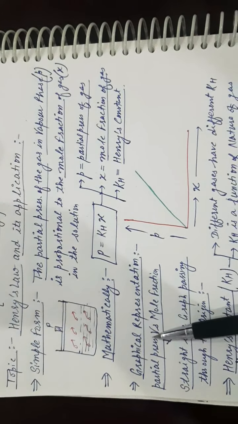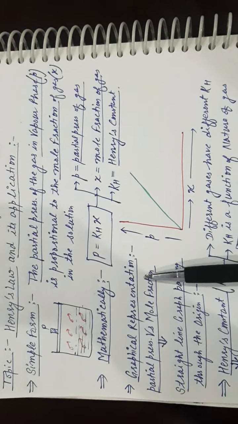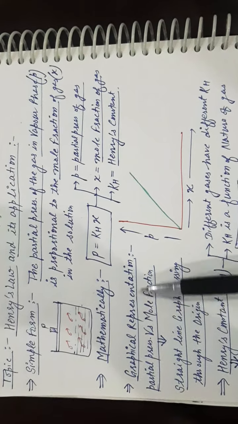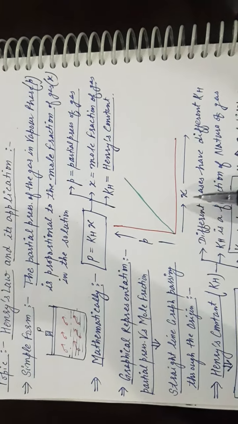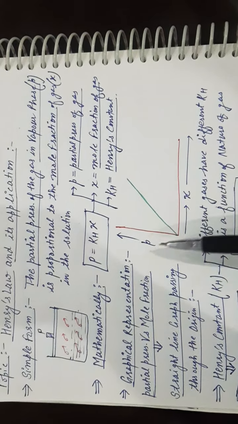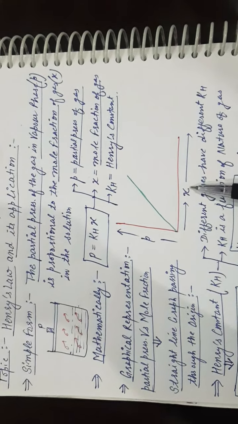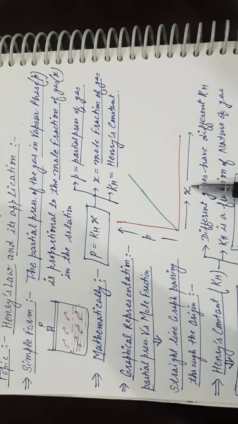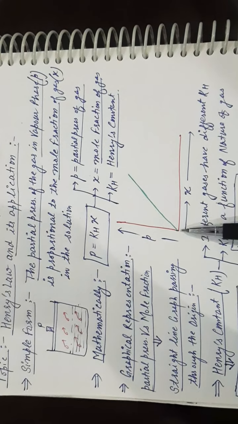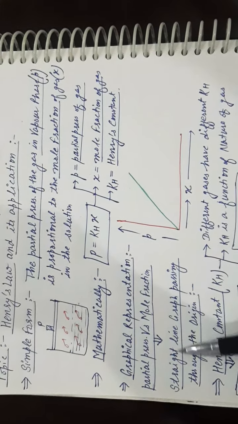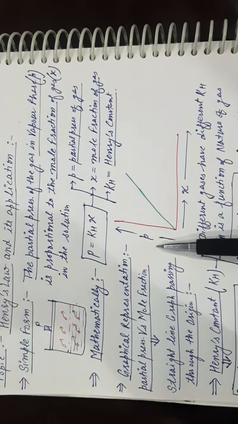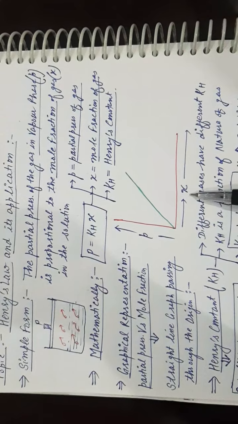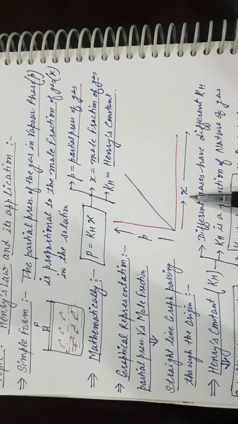Let's proceed with the graphical representation. There are two components, one is partial pressure, another is mole fraction. Both are directly linked to each other, so there will be a graph with a straight line passing through the origin, between partial pressure of the gas versus mole fraction of the gas.